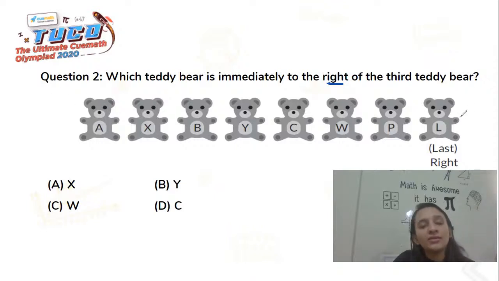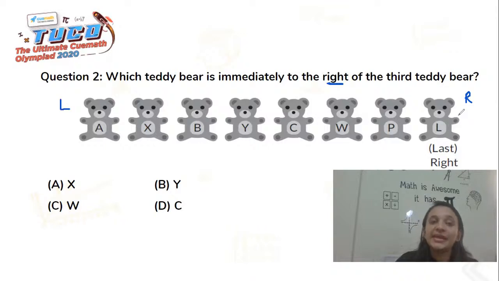Now, as it does not say which teddy bear is the third teddy bear, that is, are we locating it from the left end or are we locating it from the right end? So in a question when it is not given, by default, we need to understand that the way we write is from left to right, the order which we would be following.